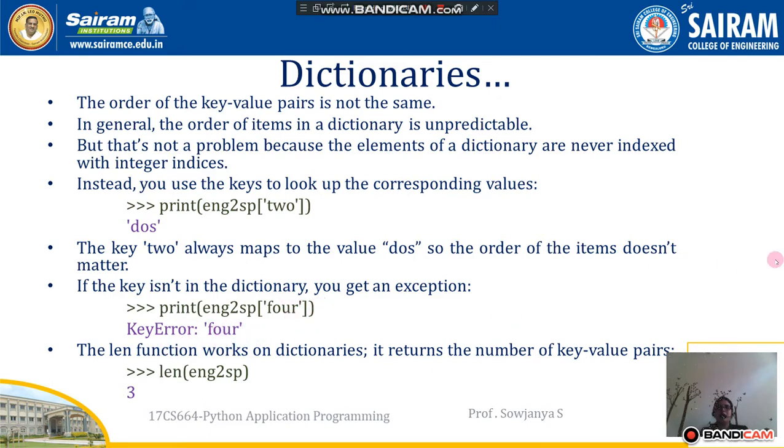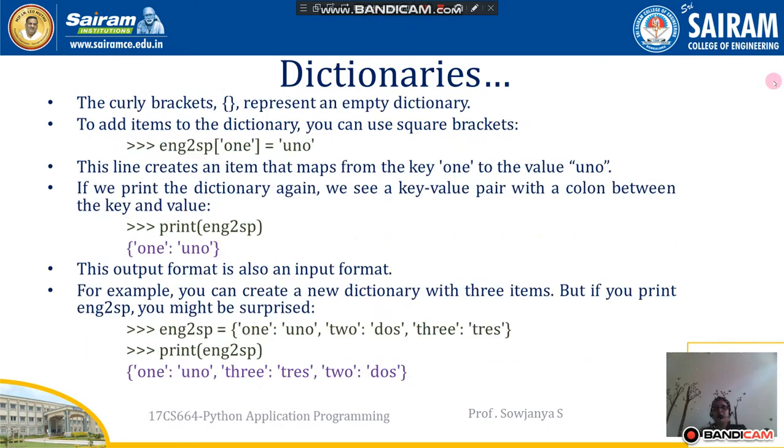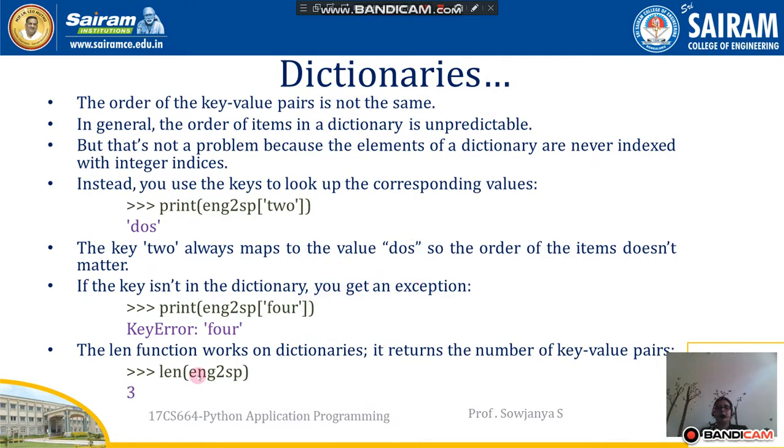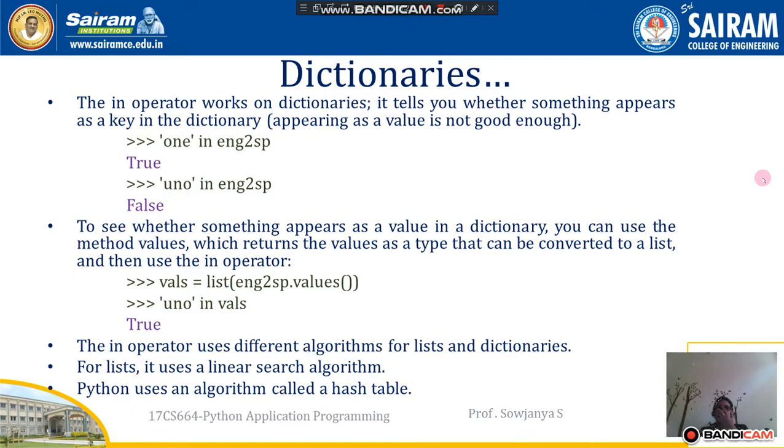In a similar way, we can also find the number of keys present in a dictionary. That means we can use the len function, which works on the dictionary. It returns the number of key value pairs. So here in this example, how many key value pairs do we have? 3, obviously. So how do we print the length? Using the built-in len function, len of the variable name, that is eng2sp. So it is going to give 3.